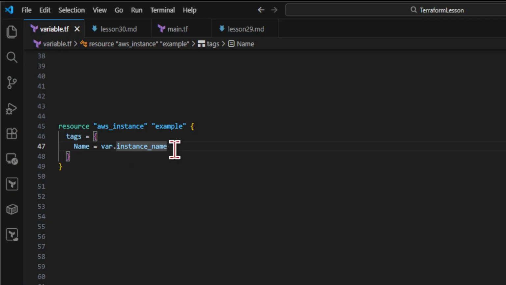Terraform does not see this as a string. It sees a dependency. If the variable is known, the tag identity is known. If the variable is unknown, the resource identity is partially shadowed.